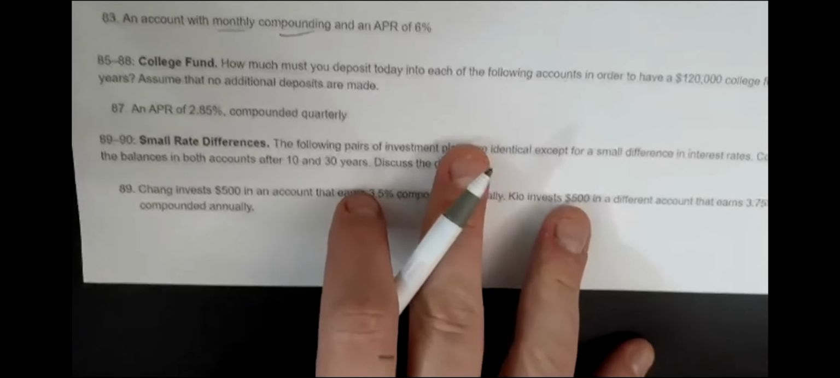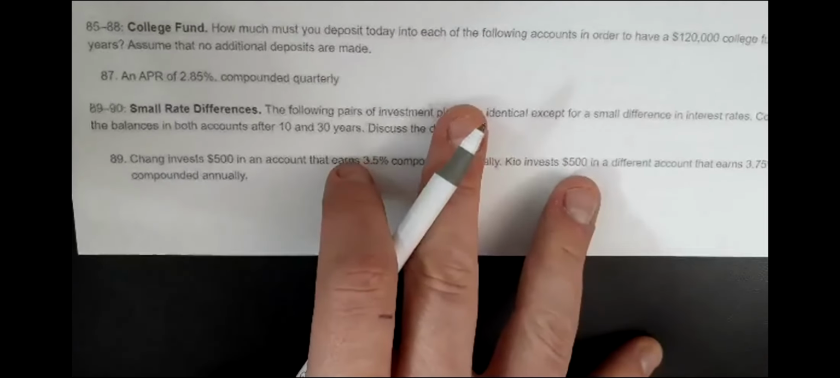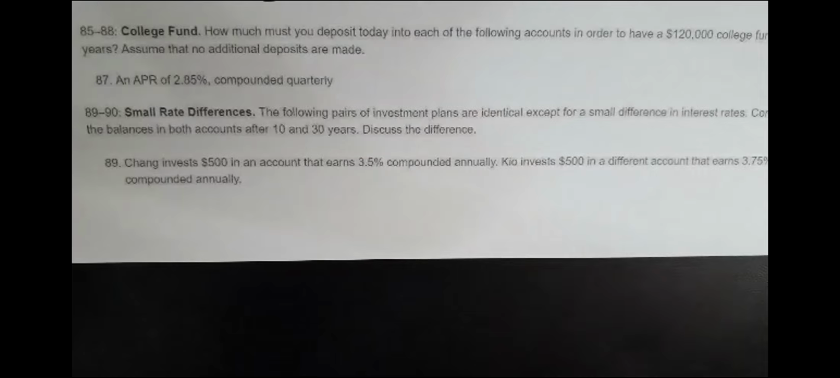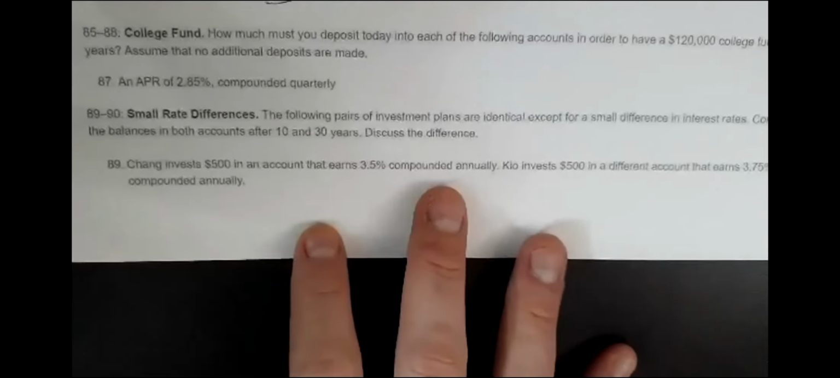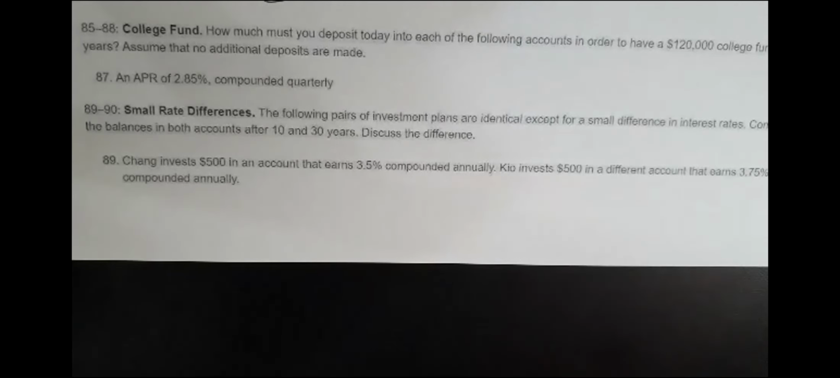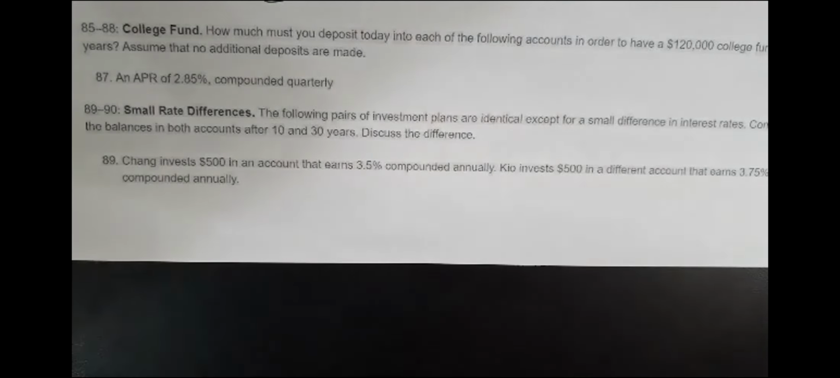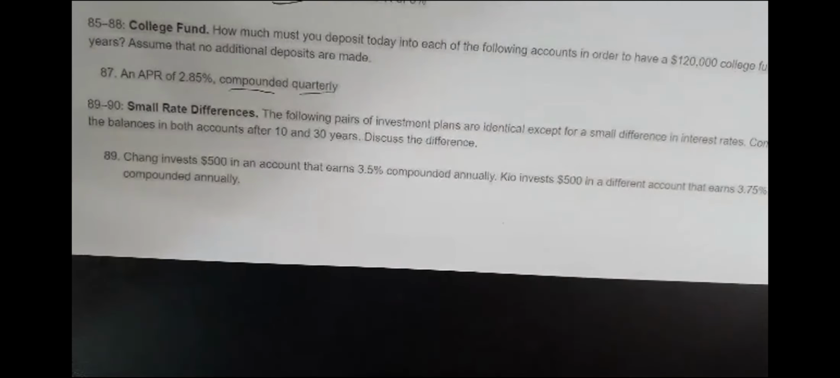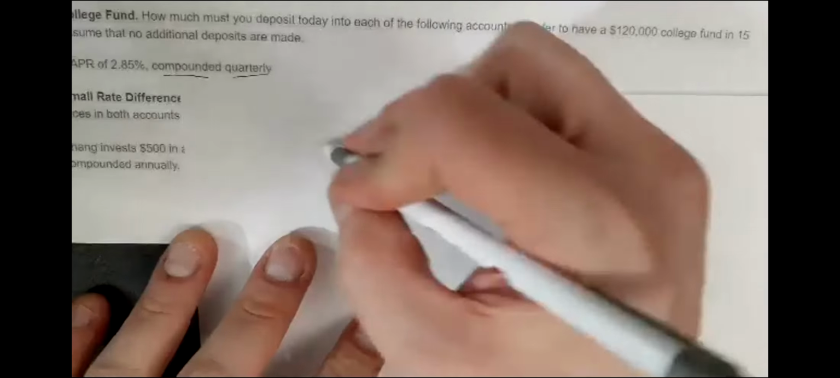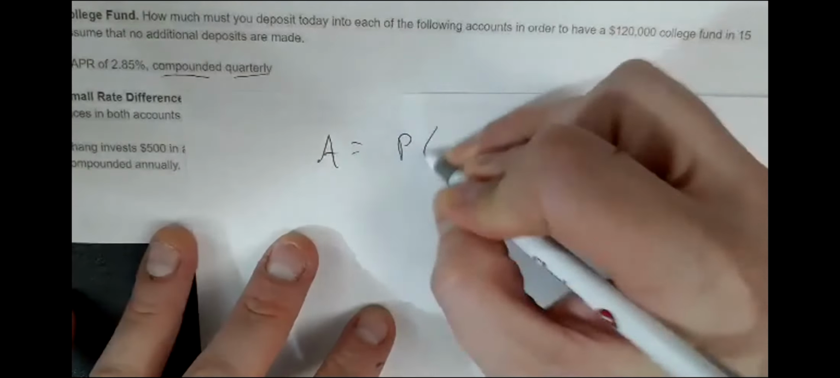That was what, 83, 87. I think we've got 3 more problems. How much must you deposit in each of the following accounts to have a 120K college fund in 15 years? Assume no additional deposits are made. So this is the same sort of problem that they're trying to give you. The keyword here is to notice compounded quarterly. And we have an option of those 3 sort of functions or formulas that we could use. So we're going to use the same formula that we've been using.